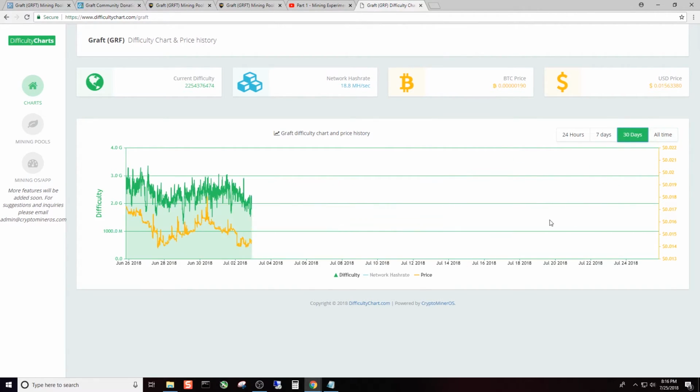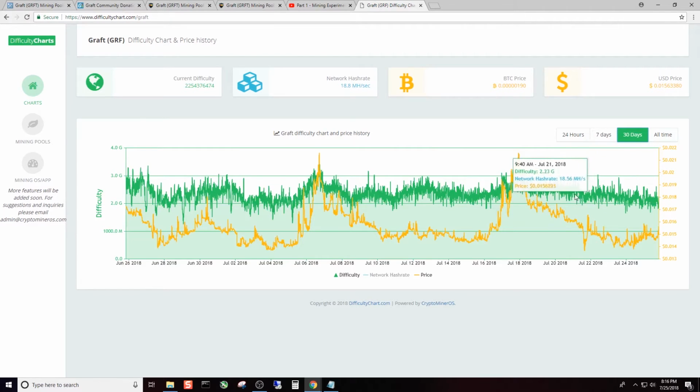So look at 30 days. It's been fairly static. There's been a couple little dips and little pumps here, but it's been fairly static, okay? So I feel like I've got enough valid evidence over the two-week period, 1 week on Community Pool and 1 week on Hashvault, to draw this conclusion.